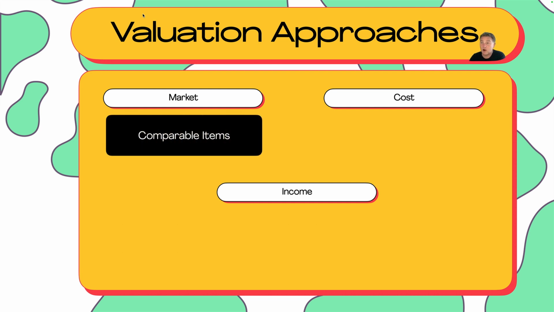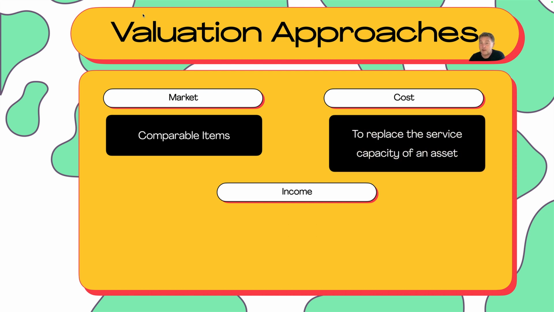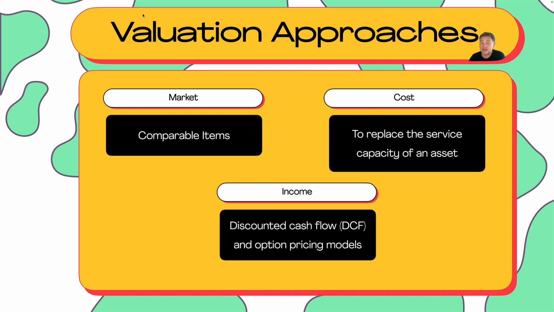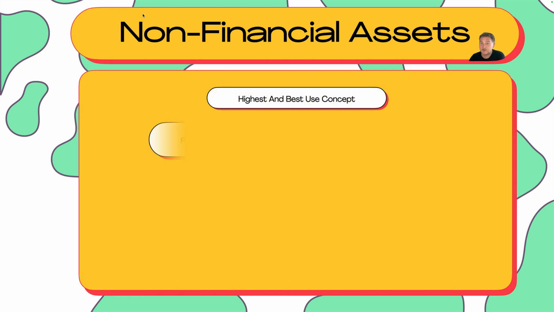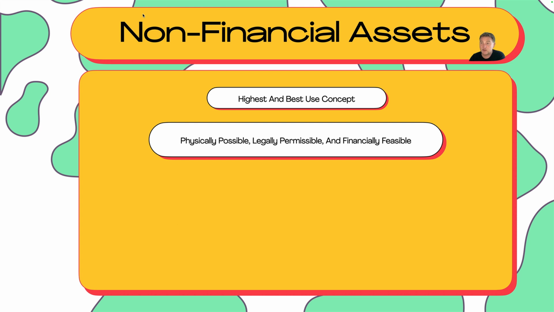So the market-based approach would be to look for either identical or comparable items. If not, then maybe you could go for what would be the cost of replacing this asset. And if you can't do that, what's the discounted cash flow of this asset? Okay, so different valuation approaches as well. So if we're thinking of a non-financial asset, like my table, you would use the highest and best use concept that's physically possible for a table, that's legally permissible for a table, and that's financially feasible for a table.